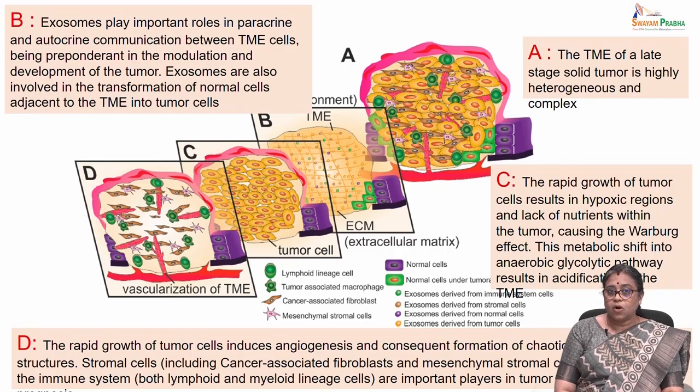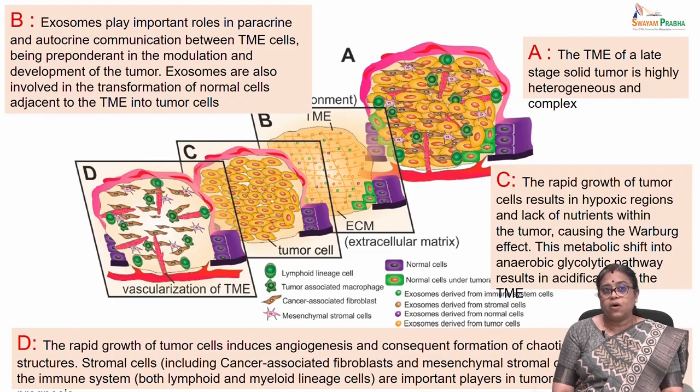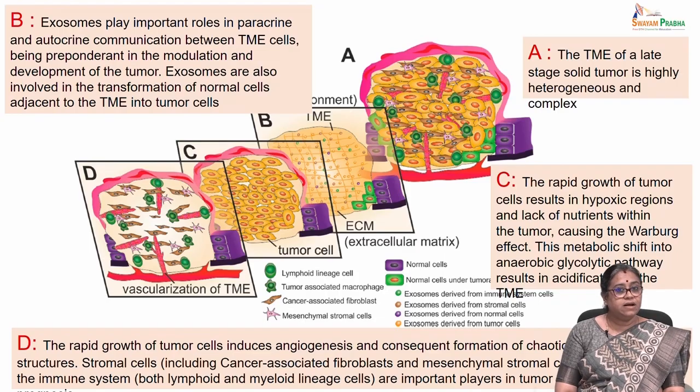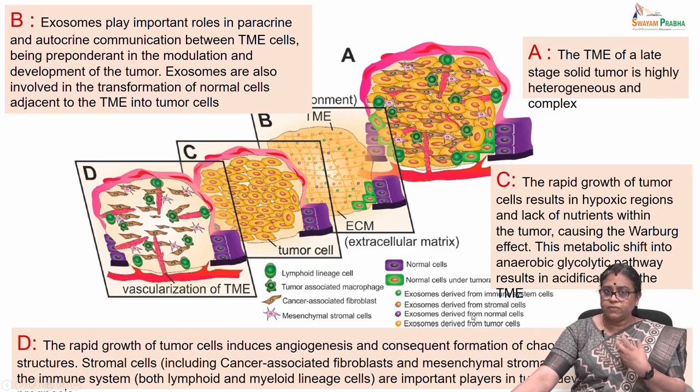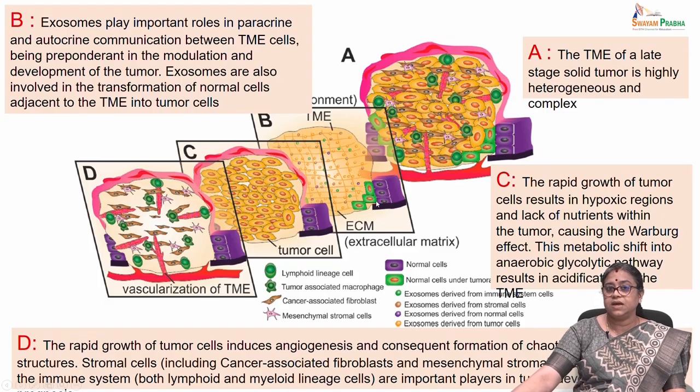Now, coming to the cartoon B, within the tumor microenvironment, you also have exosomes. These exosomes play an important role in paracrine and autocrine communication between the tumor microenvironment cells, and they are preponderant in modulation and development of the tumor. The exosomes are also involved in transformation of the normal cells adjacent to the tumor microenvironment into tumor cells. So you may have different types of exosomes, derived from the immune cells, derived from the stromal cells. So from the normal cells, every single type of cell present in the ECM will form different kinds of exosomes, and all these exosomes have extensive communication in the tumor microenvironment.